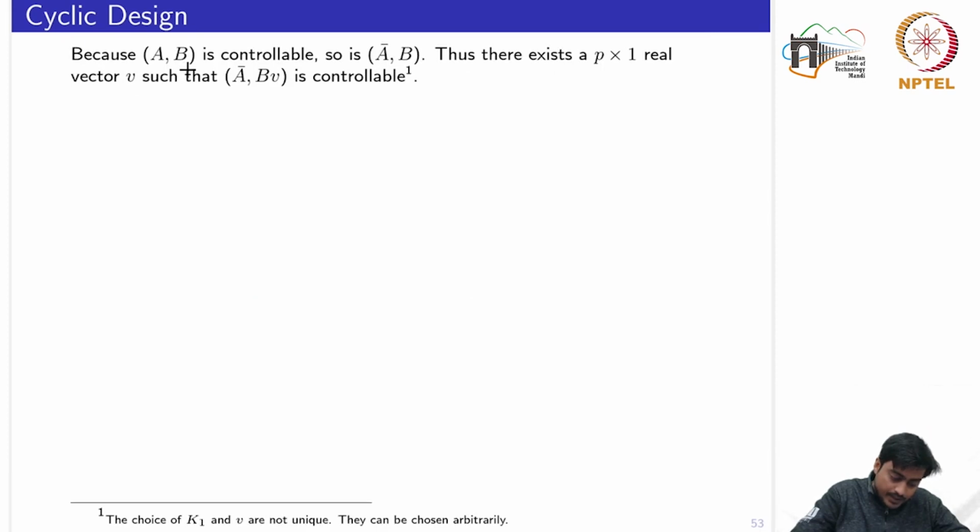Now because the pair A, B is controllable, A bar, B would also be controllable. Thus there exists a p times 1 real vector V such that A bar, B times V is controllable. Note that the selection of the matrix K1 and the selection of the vector V is not unique, because this was the conclusion of the previous two results also. So the choice of K1 and V are not unique and they can be chosen arbitrarily. Let's carry forward.